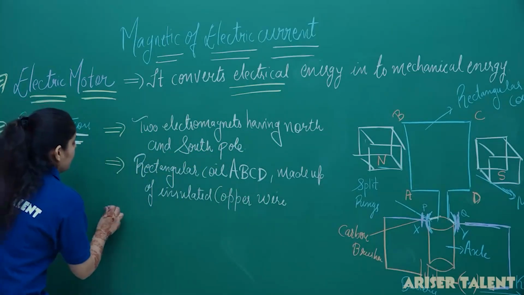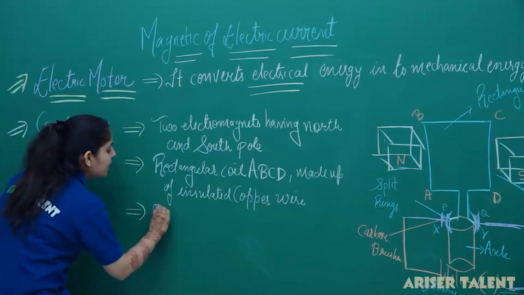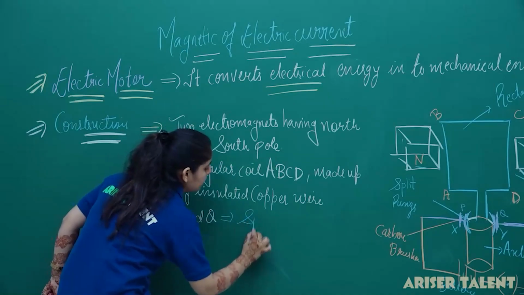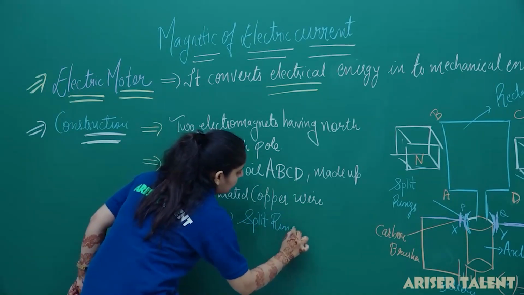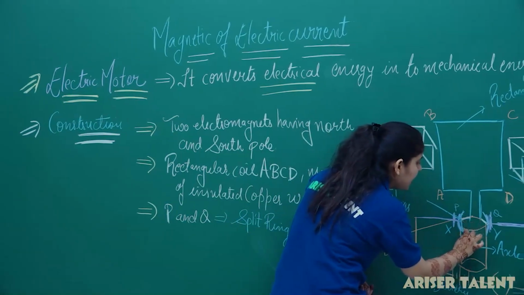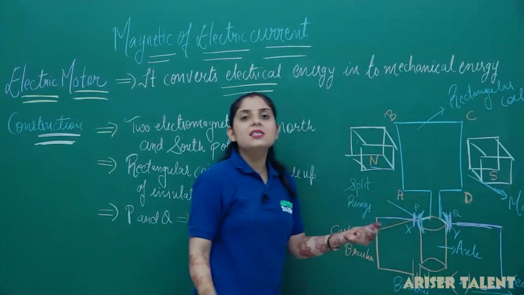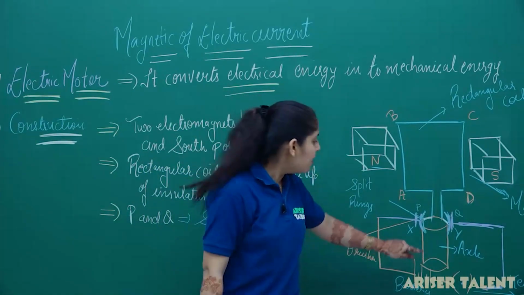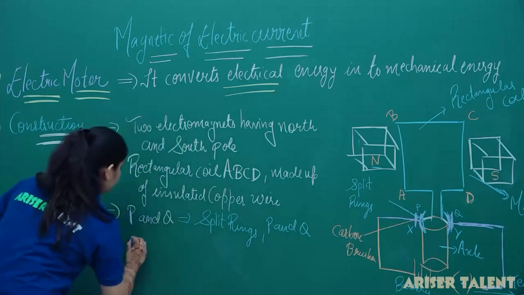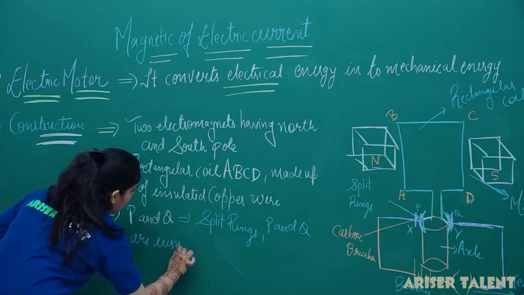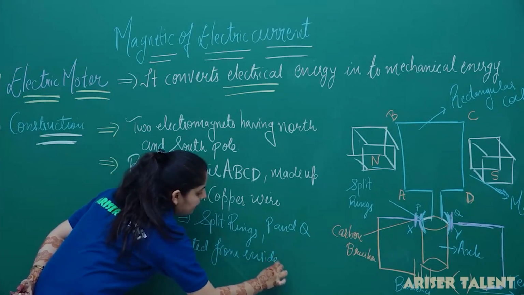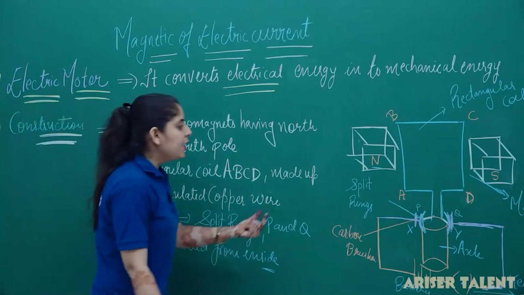So the next components are P and Q. This P and Q are known as split rings, and you can see that the split rings have their inner part insulated with some material. It means in the inner part of the split rings we have to provide the insulation here. So P and Q are insulated from inside. So this is the P and Q, which are our split rings.